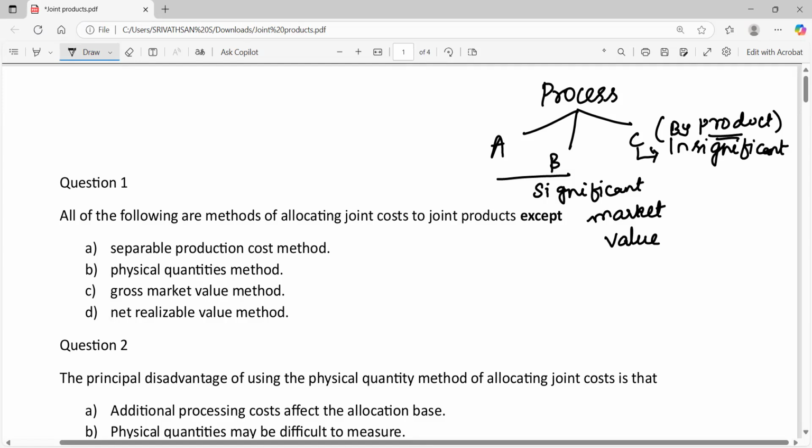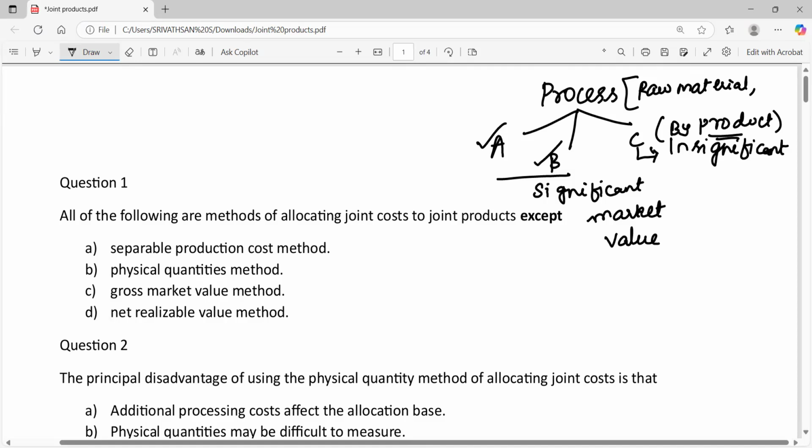And there will be some costs that are incurred commonly for the joint products. In this case, for example, let's say product A and B are the joint products. Both product A and B are produced from the same raw material, and we will also incur some common costs for producing both product A as well as product B. So this common cost should be shared between product A and product B. Now, how to share it? What should be the allocation basis for that?